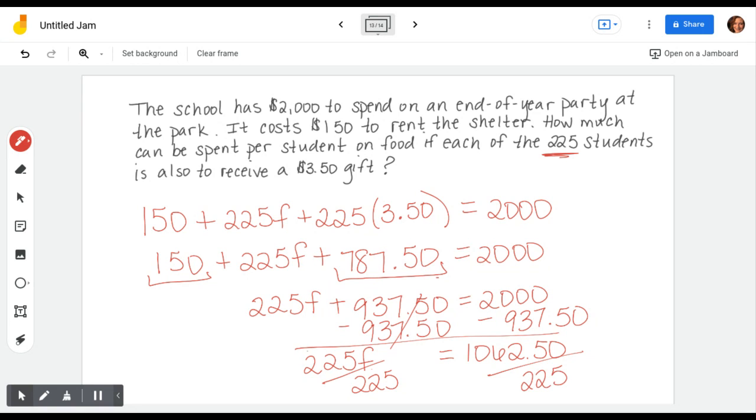This one comes out to be kind of messy, but with money, you get two decimal places, right? So when I round it to two decimal places, I find out we can spend $4.72 for each student on food. We just can't go over that. We've got 2,000 to work with, so if we spend less than that, it's fine, but $4.72 would be the max.